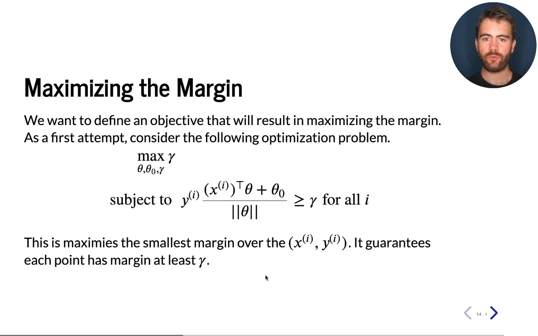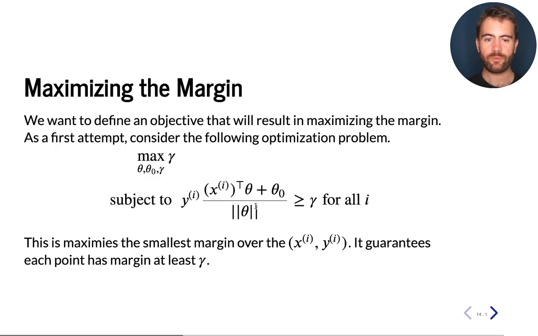Now, how do we find a hyperplane that maximizes this margin? One way to do it, and this is going to be our first attempt, is to define an optimization problem in which we are optimizing over the parameters of the hyperplane, which are theta and theta naught. And we're also optimizing over this value gamma, which is going to be the lower bound, the minimum value of all the margins that we have for all the data points.